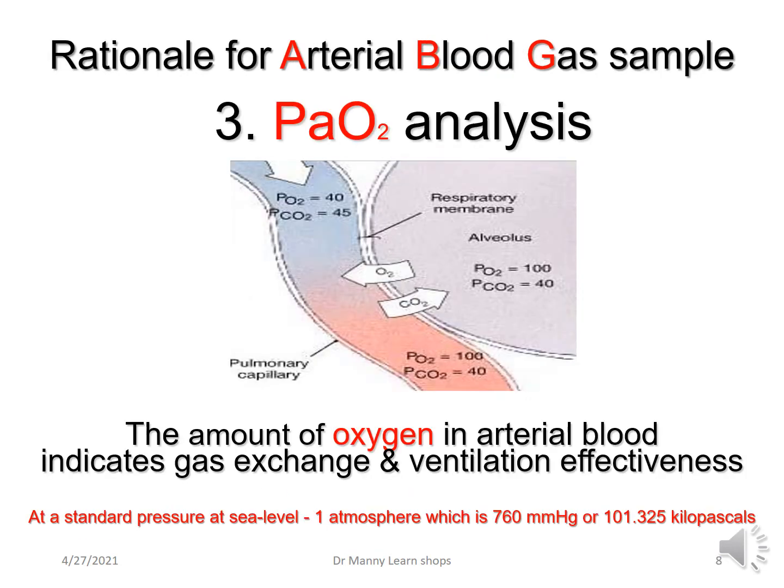Then we have PaO₂ analysis. And the rationale, as we mentioned previously in part 1, is the amount of oxygen in arterial blood, which indicates gas exchange and ventilation effectiveness again. I know I'm repeating myself, but this is at a standard pressure at sea level, which is equal to 1 atmosphere, 760 millimeters of mercury, or 101.3 kilopascals. If you're above sea level, it's going to alter your arterial blood gas sample. It's going to be different. You're going to have a different range.